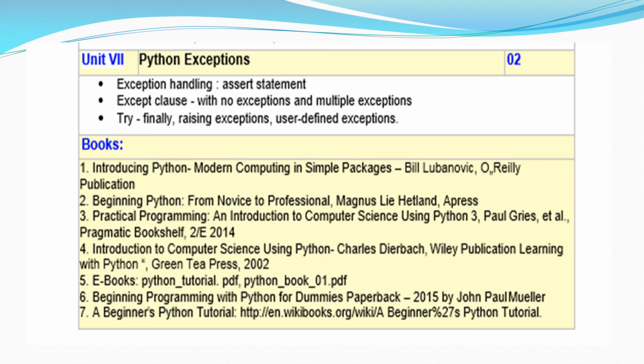Unit 7 is exceptions, requires total 2 hours. Python provides important features, exceptions, which handles any unexpected error in your Python program. These unexpected errors are handled with the help of try, finally, raise exception, and also user can define their own exceptions. This is your Python theory syllabus.